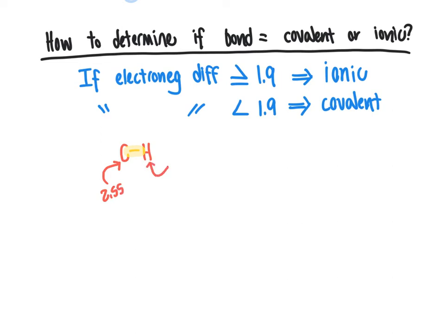Hydrogen, on the other hand, if we look at the electronegativity of that, going down to the fifth line on the left-hand side of that entry in the periodic table, has electronegativity of 2.20. So what we do is we subtract those two values from one another, 2.55 minus 2.20.